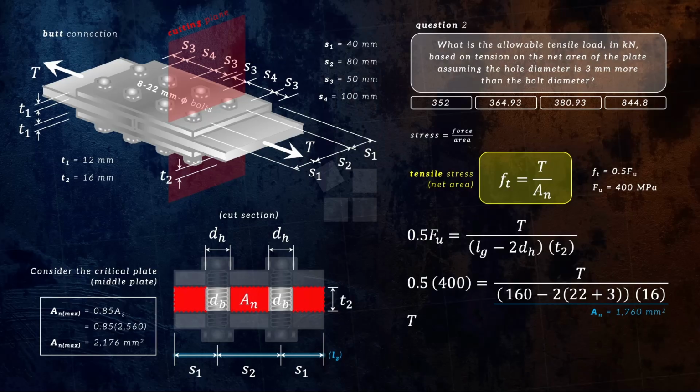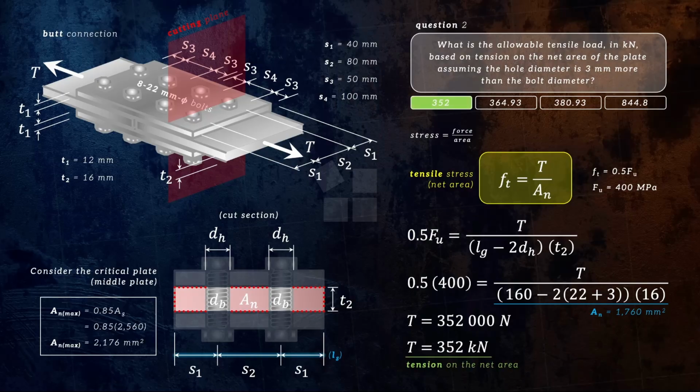Solving now for T, we will have a value equal to 352,000 newtons. Converting that value to kilonewtons would give us a value of exactly 352 kilonewtons. And this is the final answer for the second question.